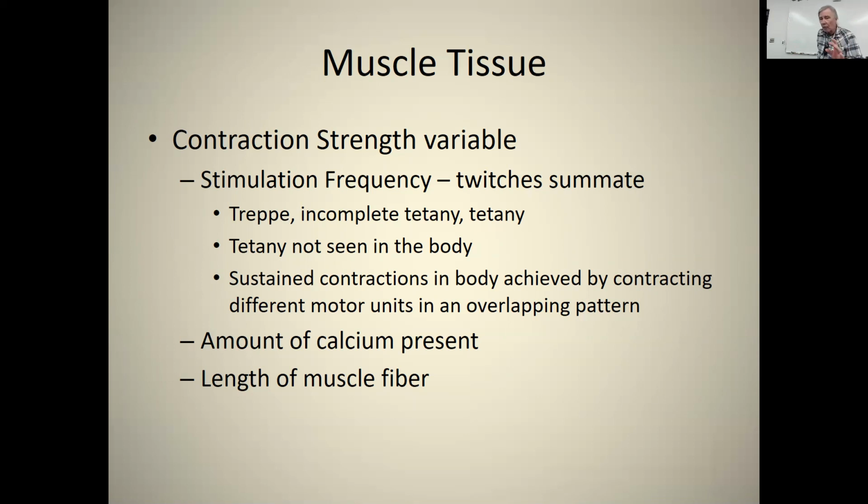The amount of tension generated is related to a couple of things. The amount of calcium present, how much calcium comes in. The more calcium comes in, the stronger the contraction. That's true for cardiac muscle as well. And the length of the muscle fiber. We're going to look at what's called the length-tension relationship. Skeletal muscles generate maximal tension at a particular length. If it's shorter than that, they generate less tension, and if it's longer than that, they generate less tension.